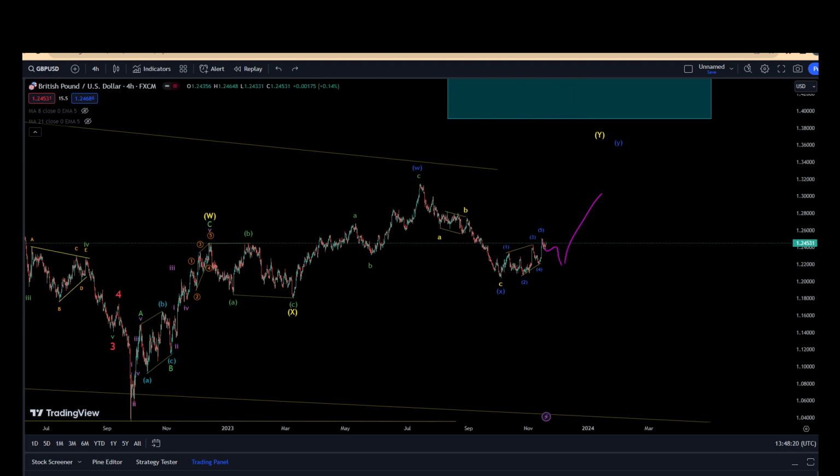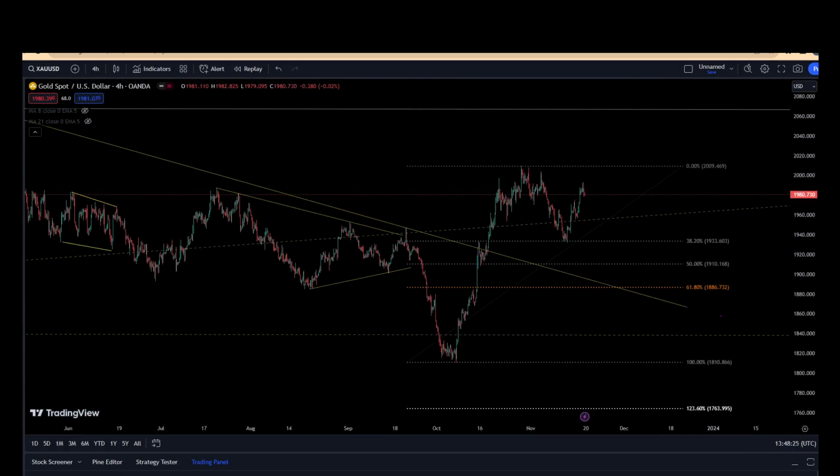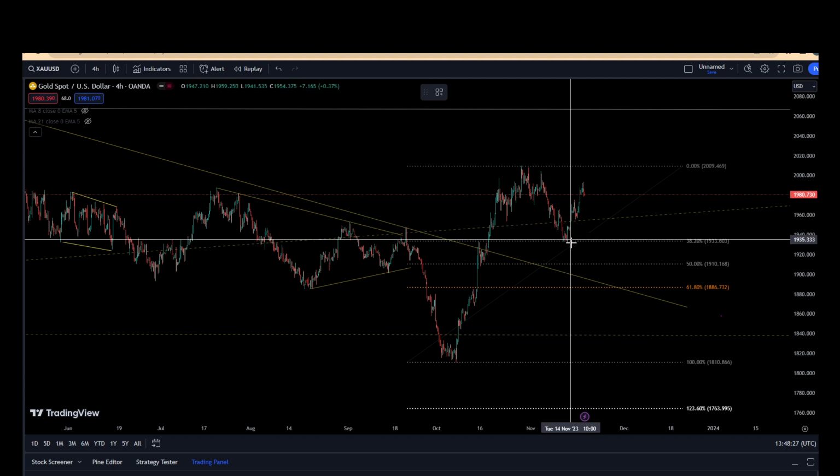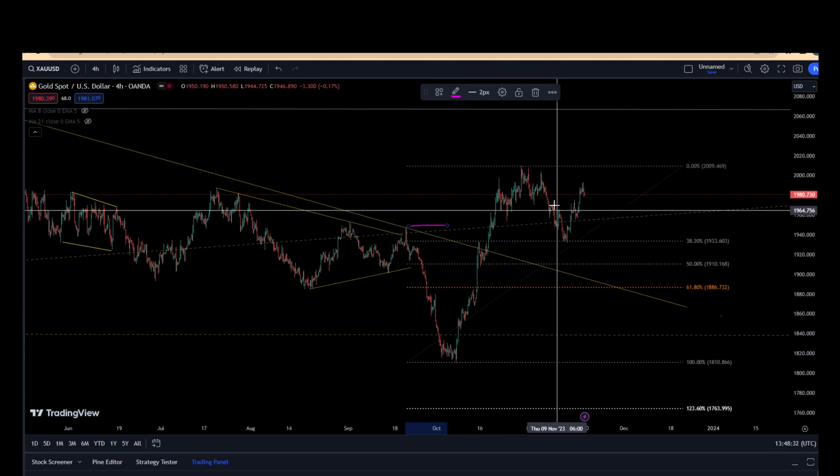So yeah, let's go into gold. Gold has been moving quite nicely, as I said last week. I said we'd start to get some sort of move towards the upside. We did get a nice strong break, market structure broken, and this is a sort of retrace. So what are we expecting now?